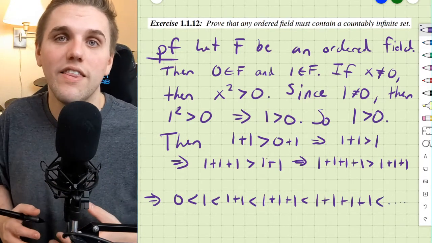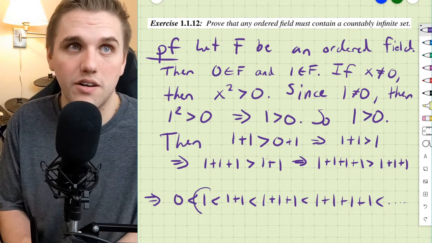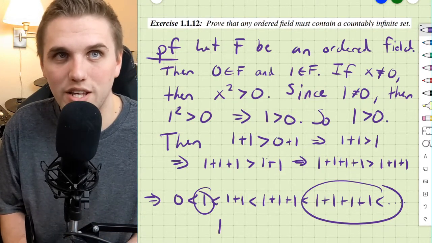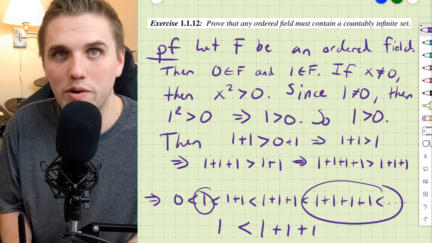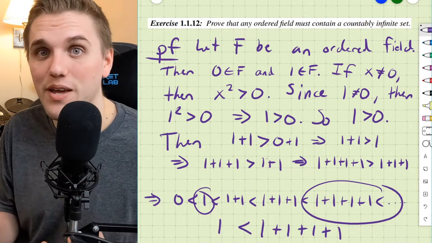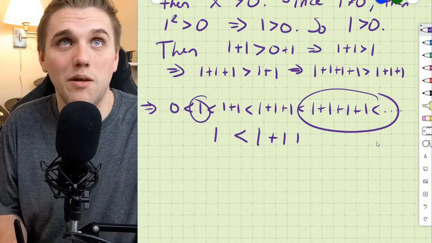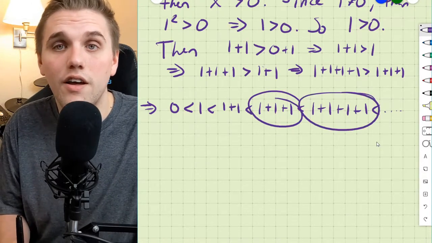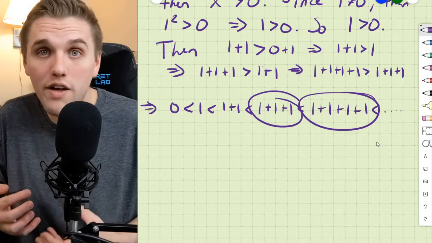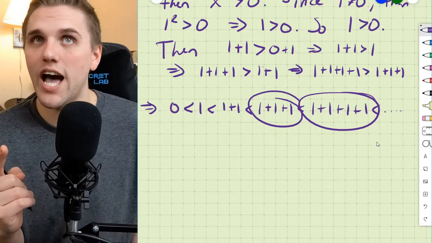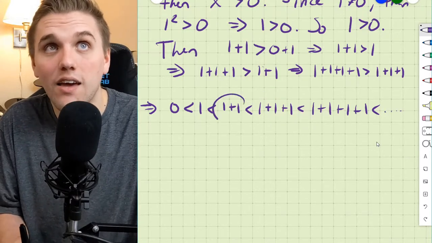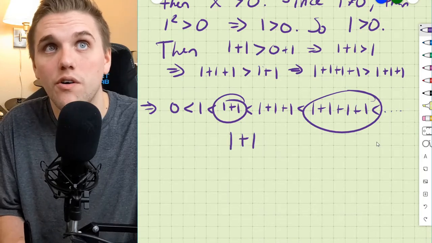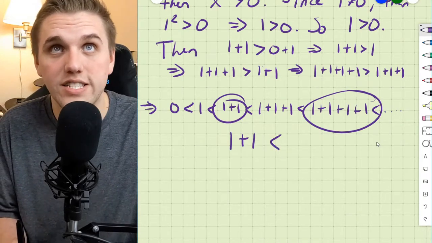Now keep in mind that if I pick any two elements here, say this one and this one, then I can squeeze together the inequalities to show that 1 is less than 1 plus 1 plus 1 plus 1 because of the transitive property. If you take any two elements, then either they're equal to each other or one of them is larger, but exactly one of those has to be true. If I grab any two elements here, then I can just sandwich this inequality together to show that the element on the left is less than the element on the right.